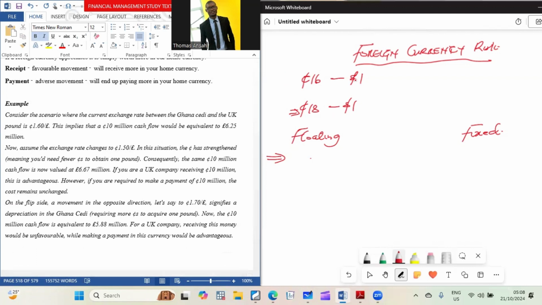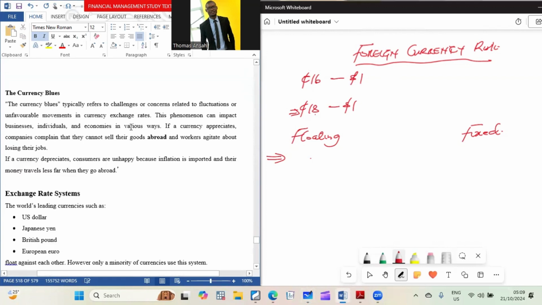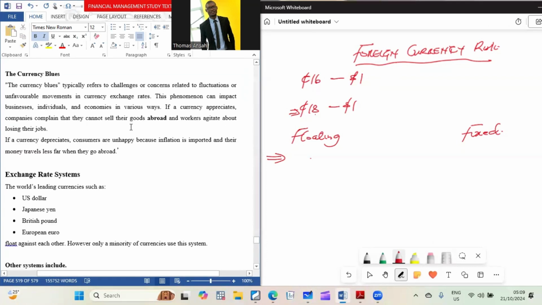Like when I said you were paying, because if you are receiving, then it means you are going to receive more cedis. So basically, that is that. So that kind of suffering that you go through with the fluctuations of the currency, the unfavorable movement of the exchange rate, is what we call currency blues. All right. So if a currency appreciates, let's say if the dollar appreciates, it means the company needs more cedi. That's how you have to see it. If the dollar appreciates, it means you will need more cedi to be able to buy a dollar.